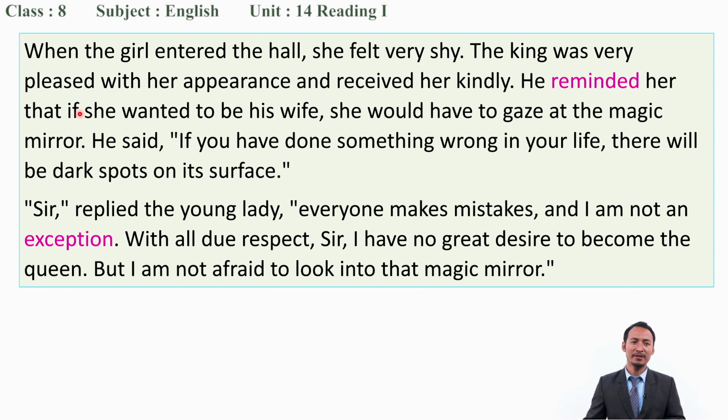He reminded her that if she wanted to be his wife, she would have to gaze into the magic mirror. Do you want to be my wife? If you want to be, you have to watch into the magic mirror.